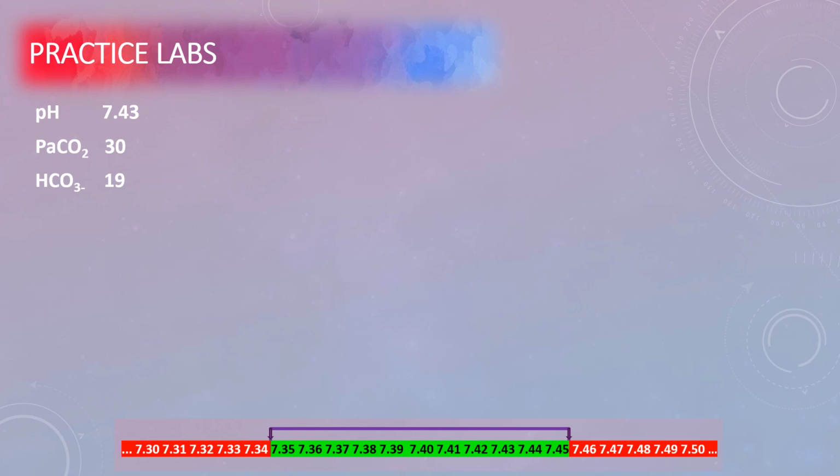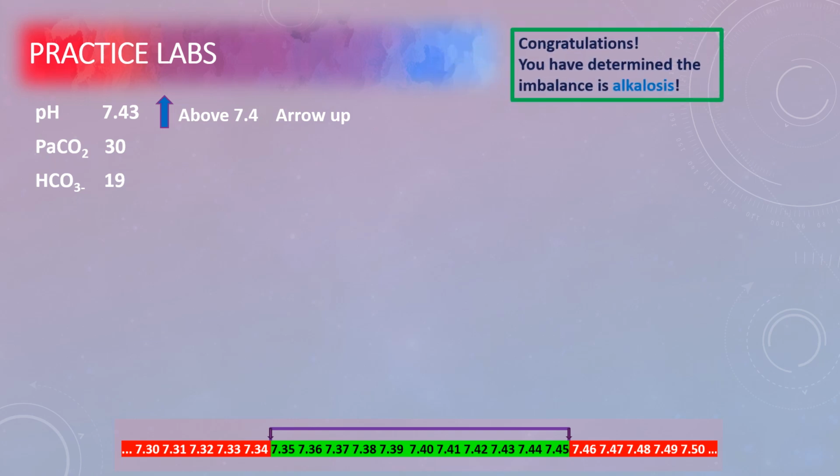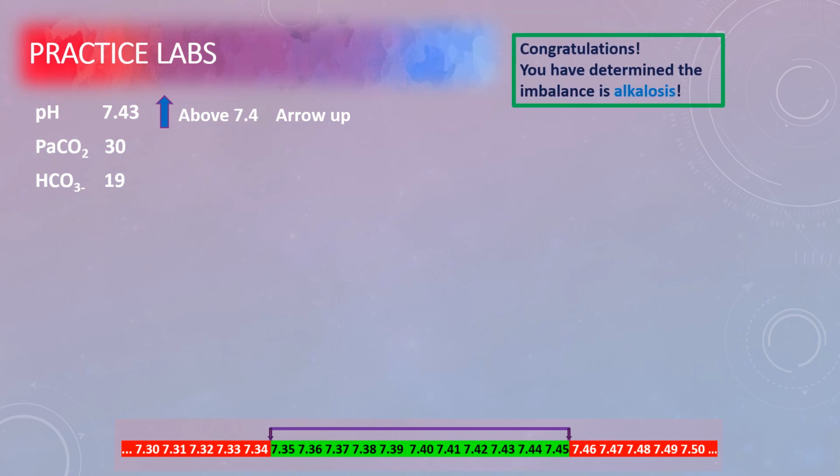Now let's practice. We have a pH of 7.43. This is above 7.4. Put an arrow up. Congratulations, you've determined that the imbalance is alkalosis. Now we need to check the other gases. The PaCO2 is 30. The normal range is 35 to 45. So 30 is low. Put an arrow down.